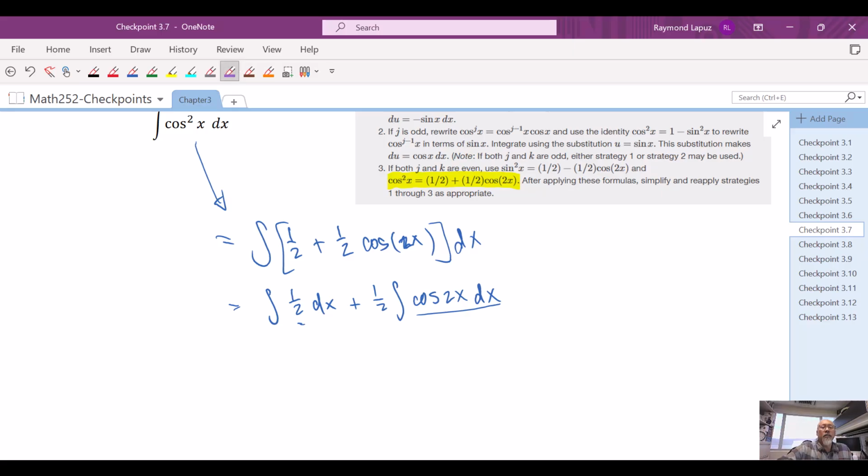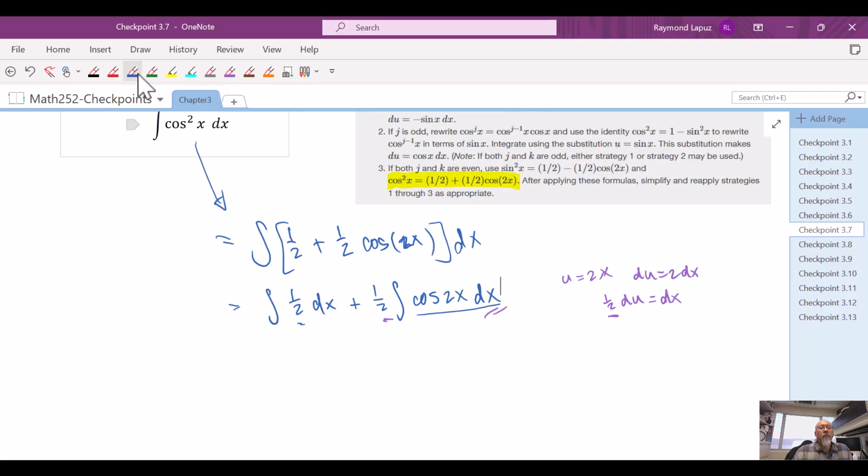Let's do that off to the side here. We're going to let u equal 2x, and du will equal 2 dx, and this will generate an extra 1/2 for your replacement for the dx. And so this 1/2 and this 1/2 will come together as 1/4.